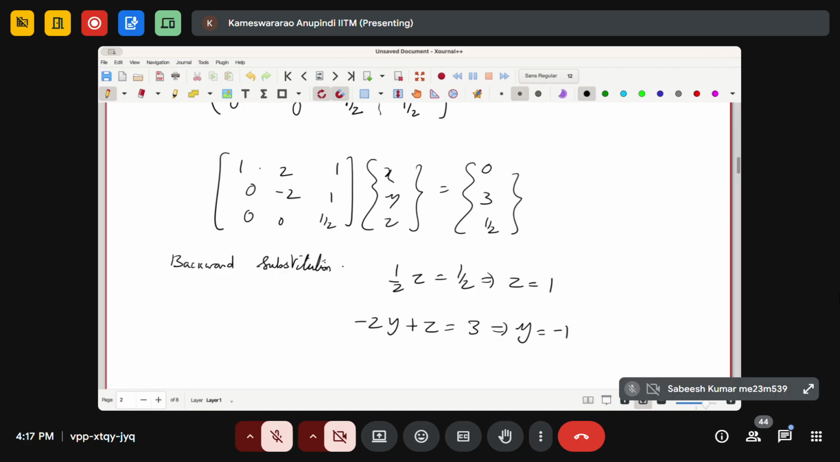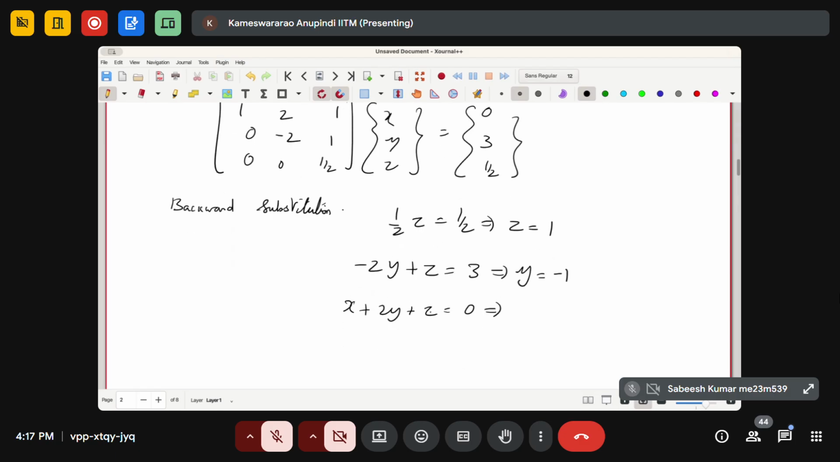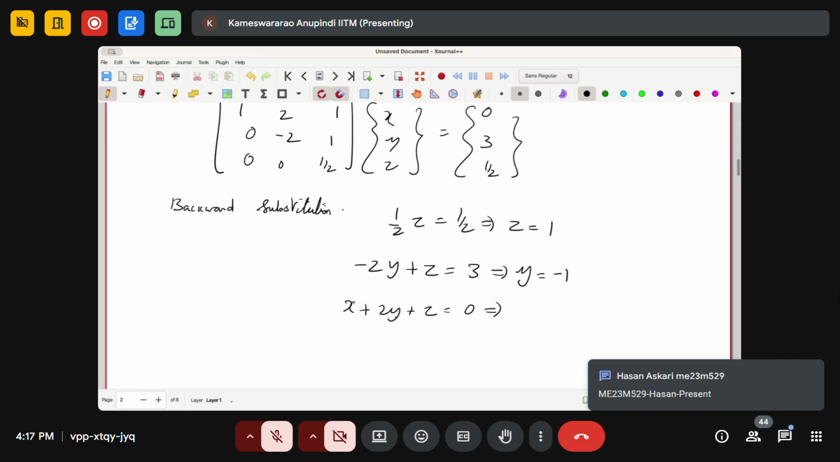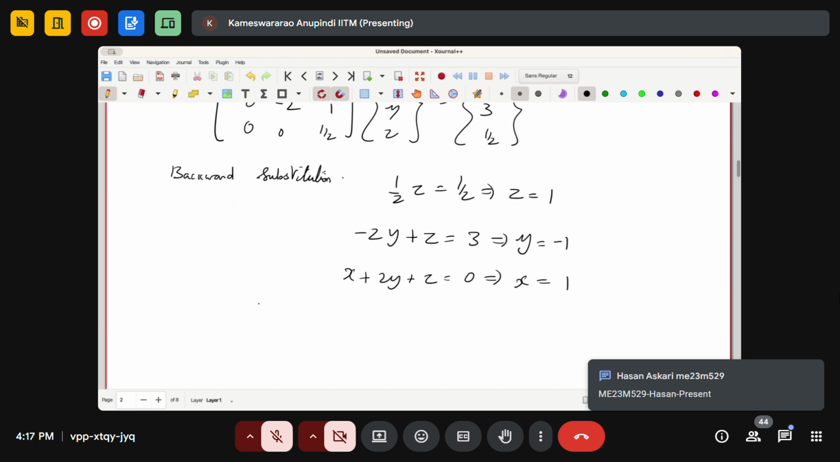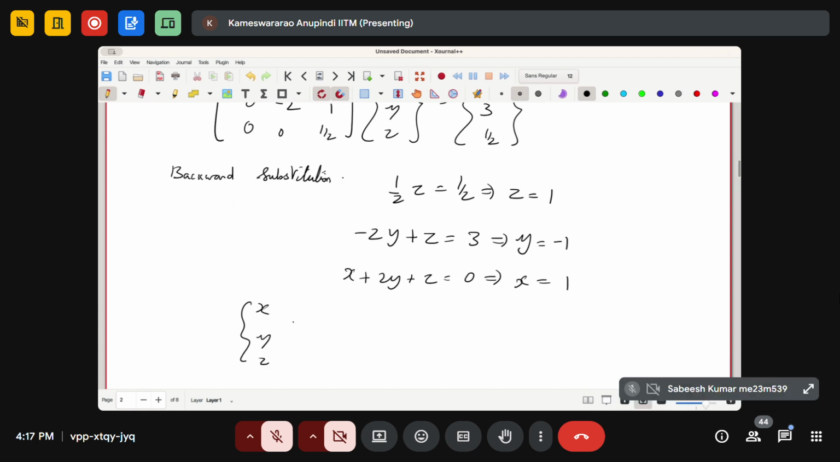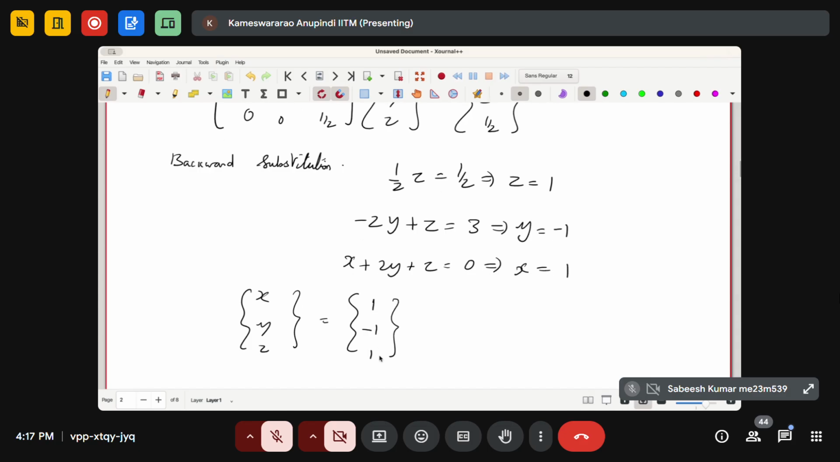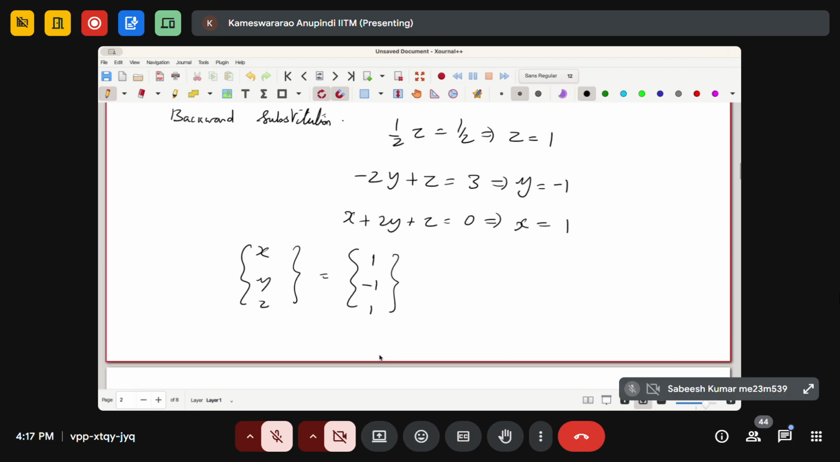And from the first equation, you have x plus 2y plus z equals 0, which, substituting z equals 1 and y equals minus 1, is going to give you minus 2 plus 1, that is minus 1, which is going to give you x equals 1. So that means my solution x, y, z for this problem is equal to 1, minus 1, 1. That is the solution, which we have now calculated and obtained using Gaussian elimination.